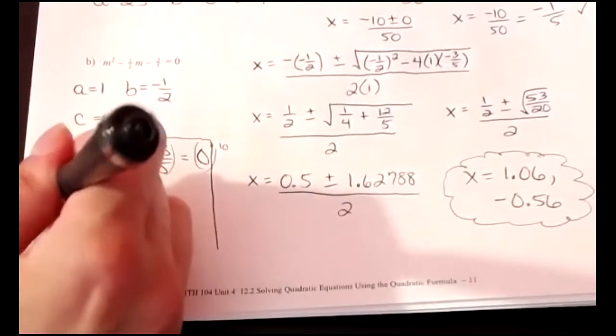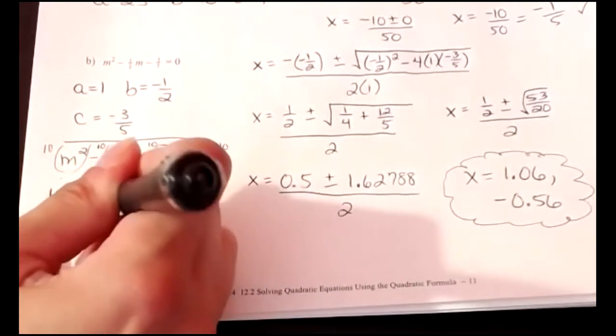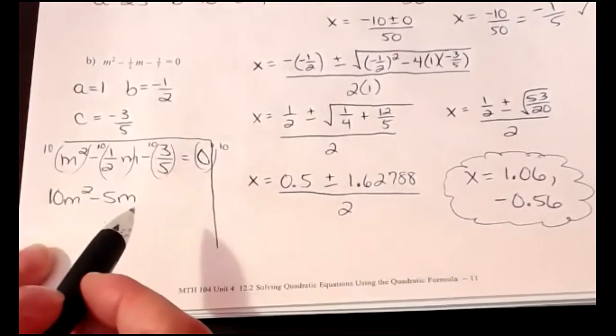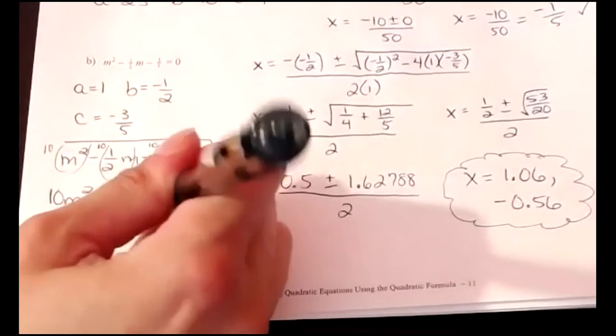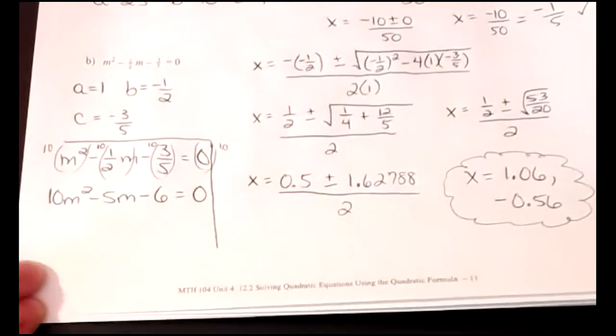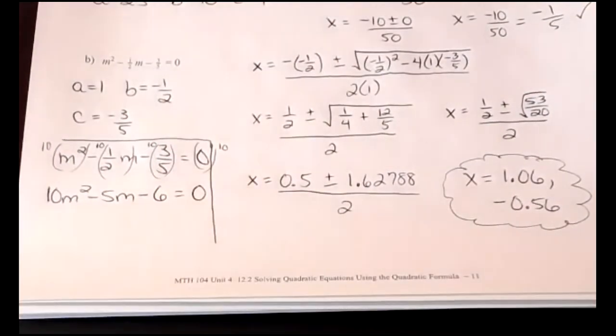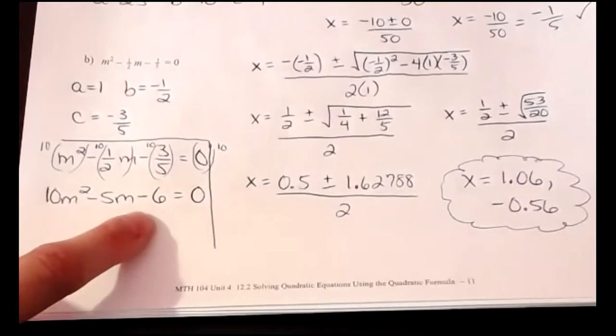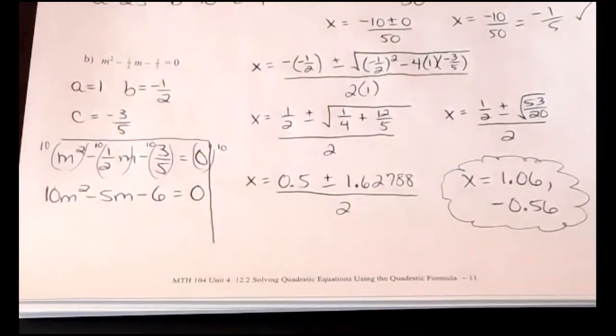That gives me 10m squared minus 5m, right? Because 2 goes into 10 5 times. 5 goes into 10 twice, so 2 times 3 is 6. And n is equal to 0. Once you have this so that you have no fractions in your equation, we can say A is 10, B is -5, C is -6, and then we go through the process and we can find an exact value.